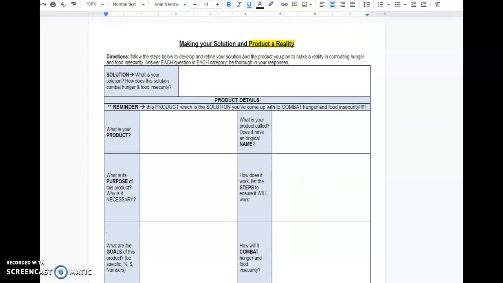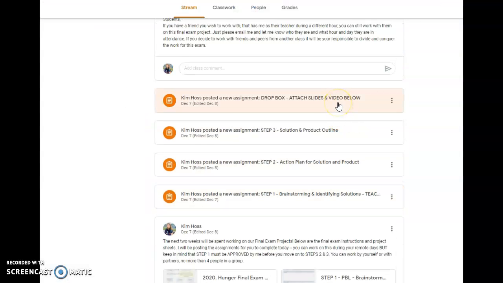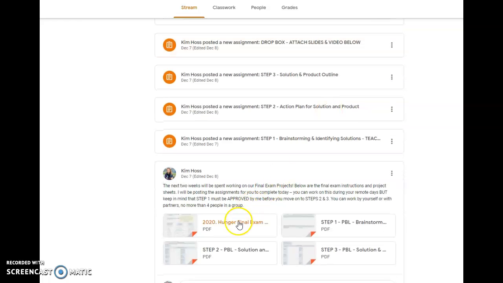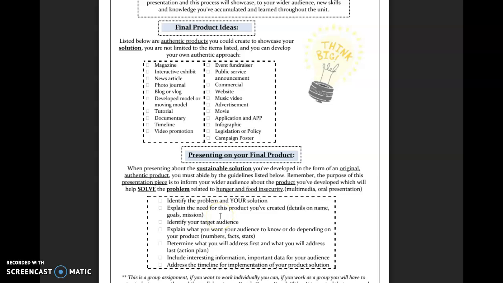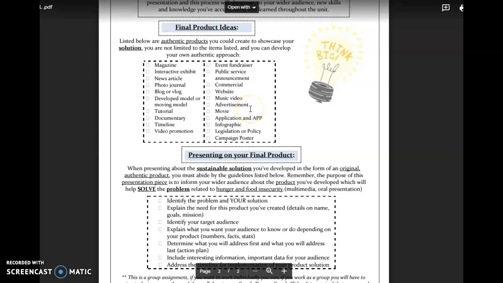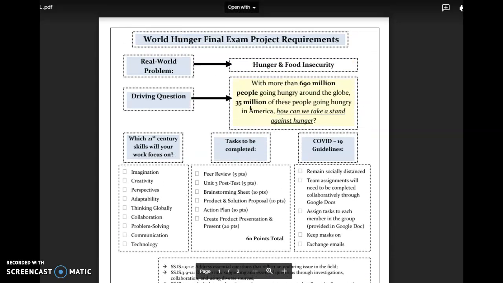Once you've completed all 3 of those worksheets and you've received feedback, you move on to creating your presentation. Your presentation just showcases all of the information and your product that you developed. So again, if we go back to this sheet, you're going to showcase something that you've created in your presentation. So we know the purpose behind it, how it's going to be beneficial, and how it is going to combat hunger and food insecurity. So that is all the information I have for you regarding the final exam right now.